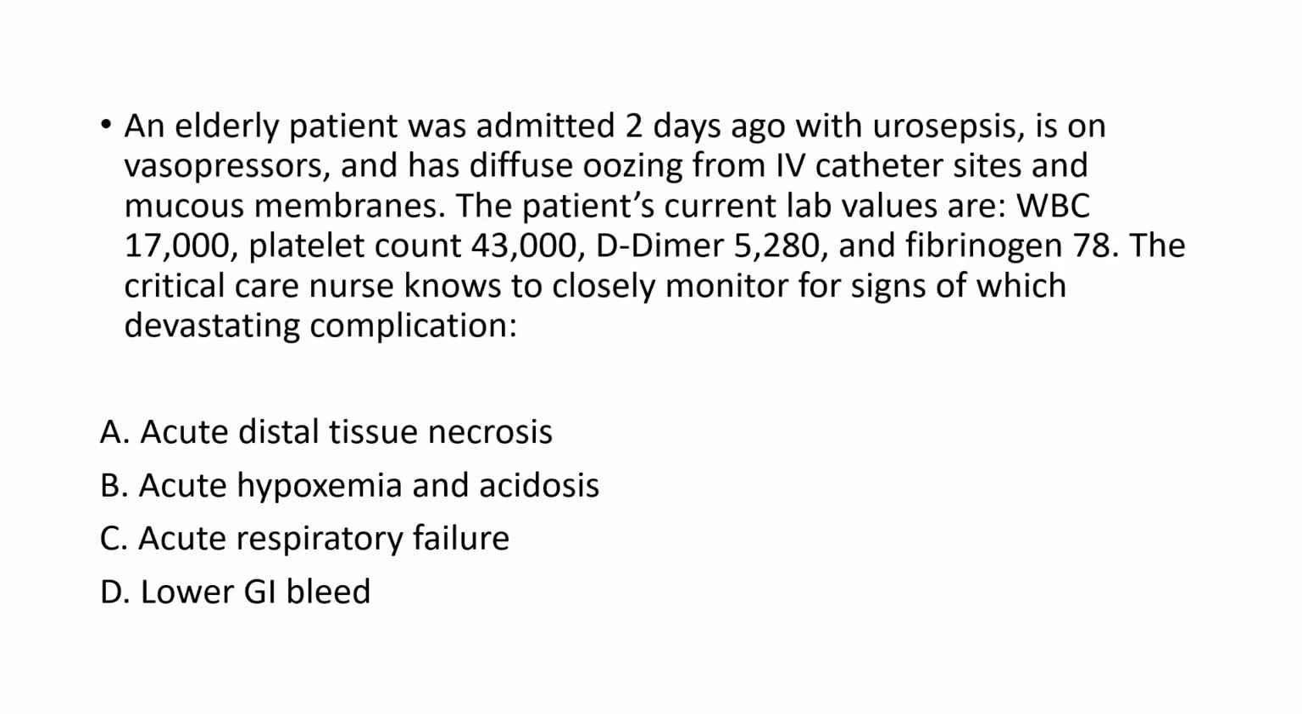Question number 2, an elderly patient was admitted 2 days ago with urosepsis. He is on vasopressors and he has diffuse oozing from IV catheter sites and his mucous membranes. The patient's current lab values are white blood cells of 17,000, platelet count of 43,000, his D-dimer is 5280, and his fibrinogen is 78. The critical care nurse knows to closely monitor for signs of which devastating complication? So options are acute distal tissue necrosis, acute hypoxemia and acidosis, acute respiratory failure, or lower GI bleed.